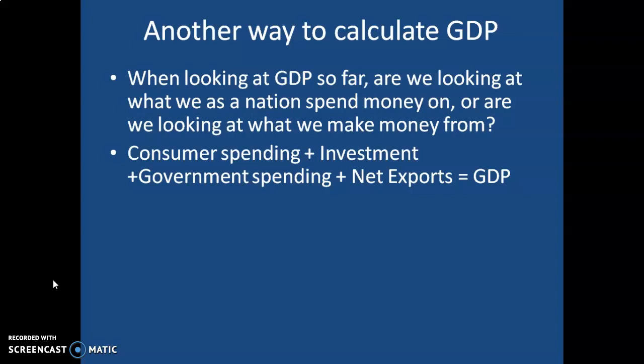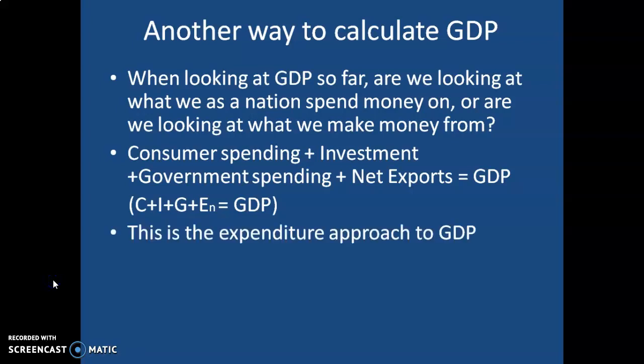But if you think about this equation that you're looking at, this is what we're spending our money on. We're spending our money on consumer spending. We're spending our money on investment or government spending. We're spending our money on net exports. That is, we're getting money that is being spent overseas on what we're producing. And that can oftentimes be looked at as an equation, C plus I plus G plus NX for net exports equals GDP. This we call the expenditure approach to GDP.